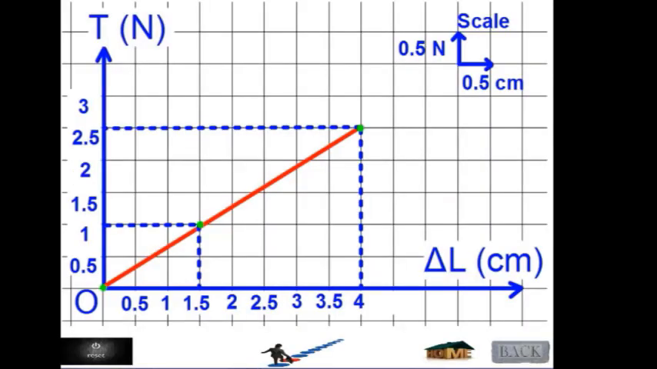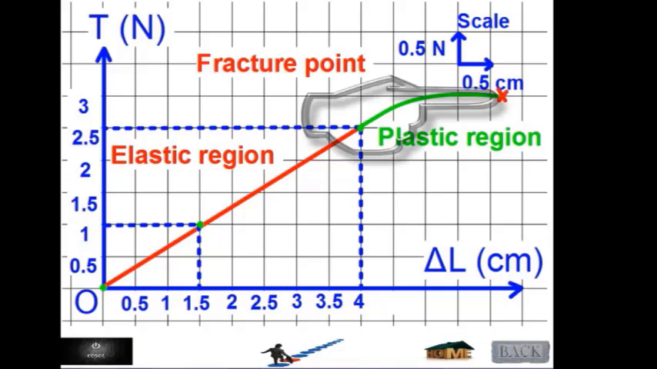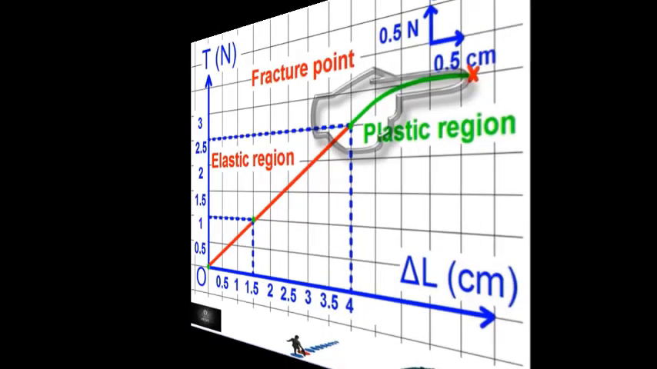If the spring obeys Hooke's law, then the graph should be a straight line passing through the origin, and this region we call the elastic region. While if we exceed the maximum force, the graph will no longer be a straight line, and this green part is the plastic region. In this region, the spring is no longer a Hookean spring. It's unable to go back to its initial length. And if we increase the force more, this is the fracture point where the spring breaks.